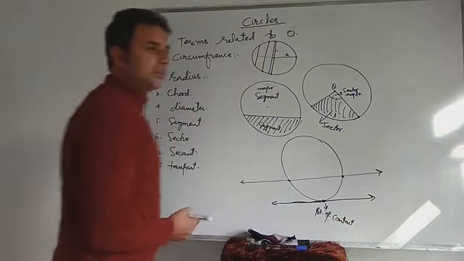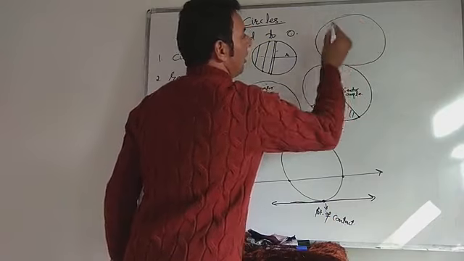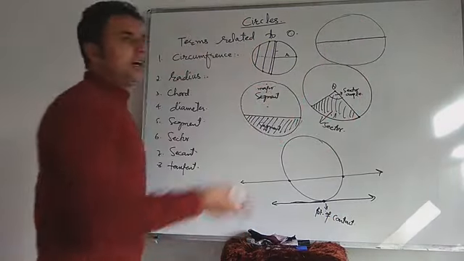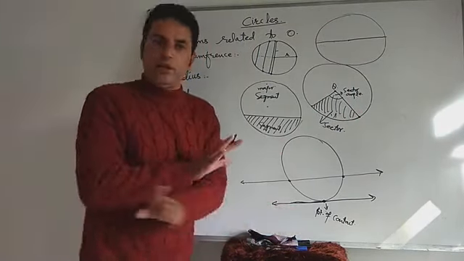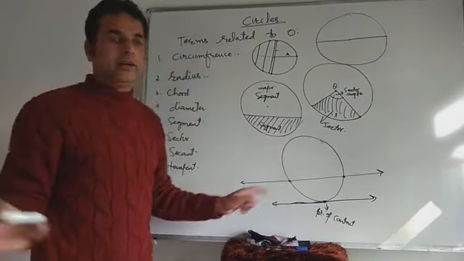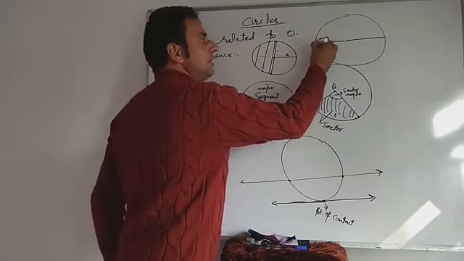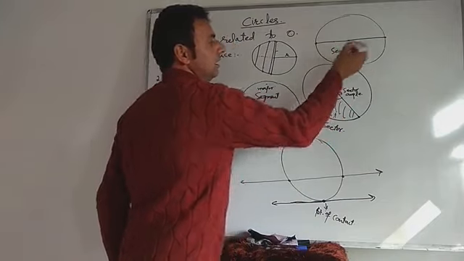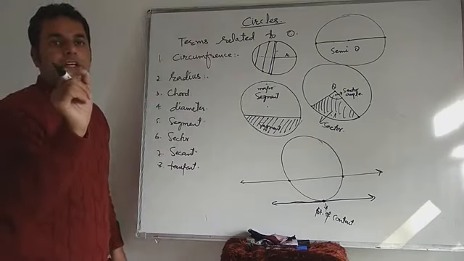In some cases, if you draw a chord which will be a diameter, do you know which part of this circle is minor segment and major segment? No one. When chord divides a circle into two parts, each part is called segment. If chord is a diameter, then each segment is called semicircle. Got it? These were some terms which are related to the circle.